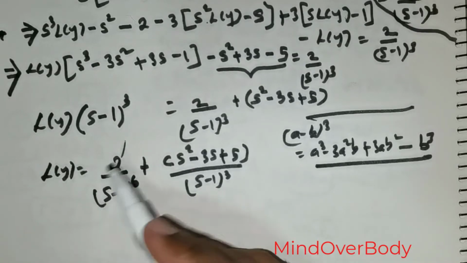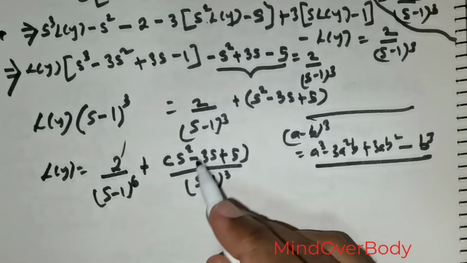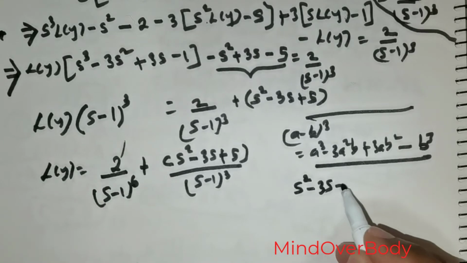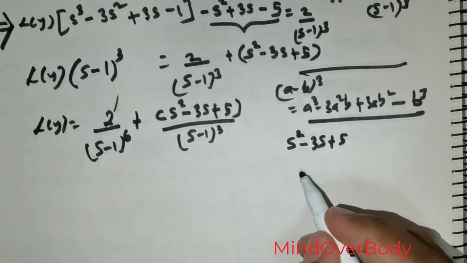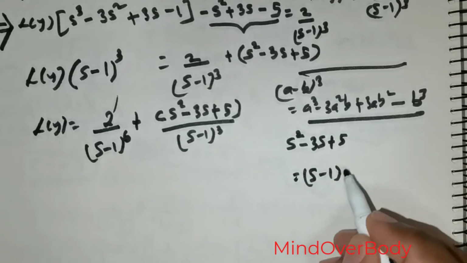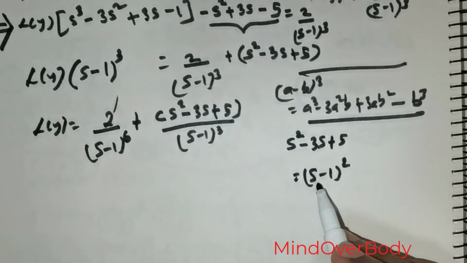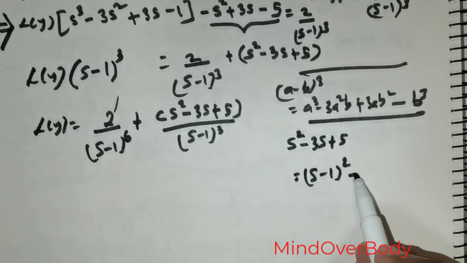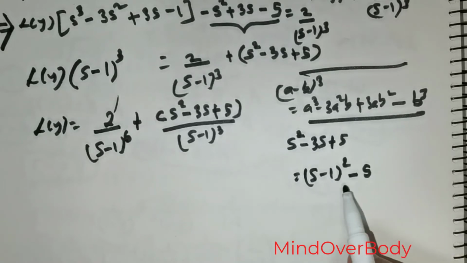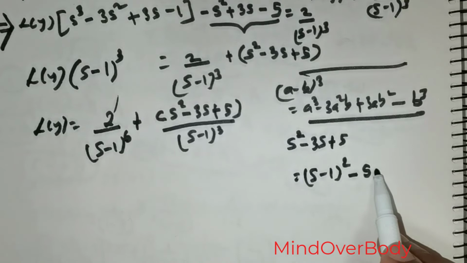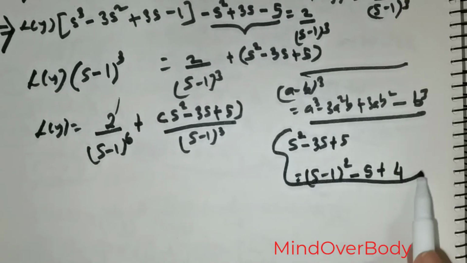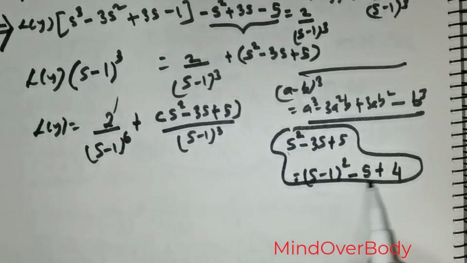Now this can easily be simplified and solved, and for this term what I wish to do is rewrite s² - 3s + 5 as (s - 1)². When I expand this, I get s² - 2s + 1. I get a -3s, so I need to get -2s, so I add a -s. Of course I need to have a positive 5, so for that I'm going to add a 4. So I'm going to rewrite this like this.